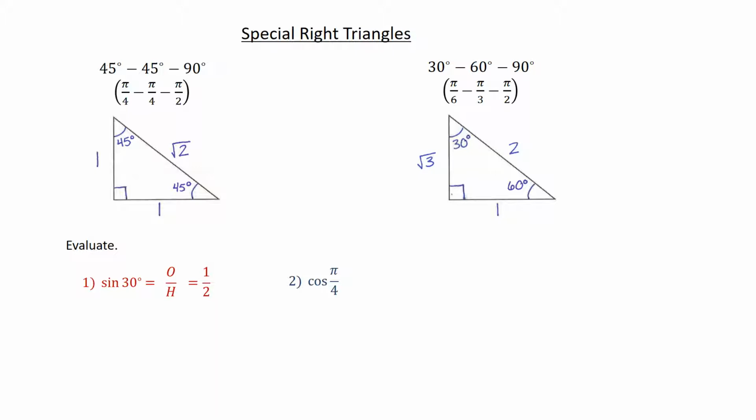Next, let's find cosine of pi over 4. Pi over 4 is the same thing as 45 degrees. So technically in my 45, 45, 90 triangle, I could use either 45-degree angle. So I'm just going to use the top one. Adjacent to that one is 1 and the hypotenuse is root 2. So adjacent over hypotenuse is 1 over root 2, but that is not rationalized. So we will multiply the top and bottom by root 2 to get that cosine of pi over 4 is root 2 over 2.